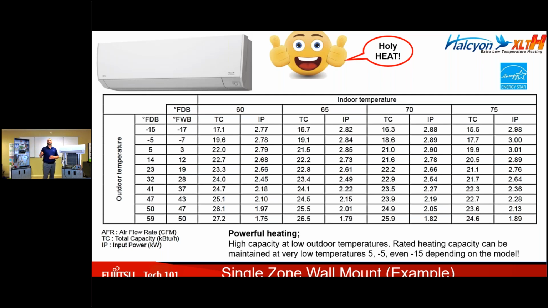You can take a look here as I click through. We're looking at the -15 degrees, and then we're going to take a look at this 70-degree indoor temperature, and that's going to put us at 16.3, or 16,300 BTUs at -15 degrees. Okay, so I believe Tom asked the question before, talking about our capacities. You can see right here that in a lot of cases our equipment is going to outperform its nameplate BTUs.